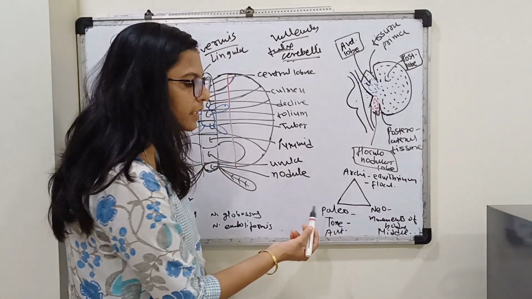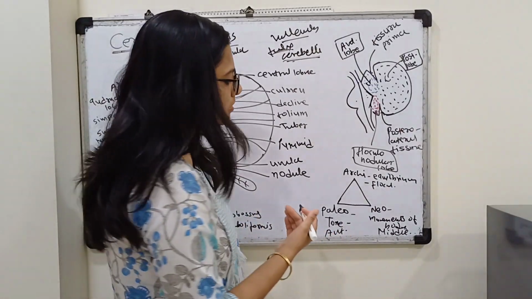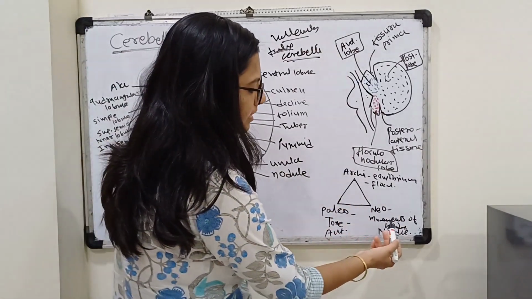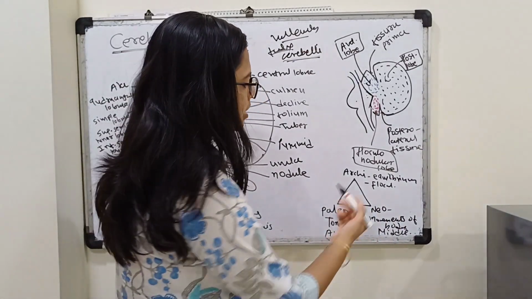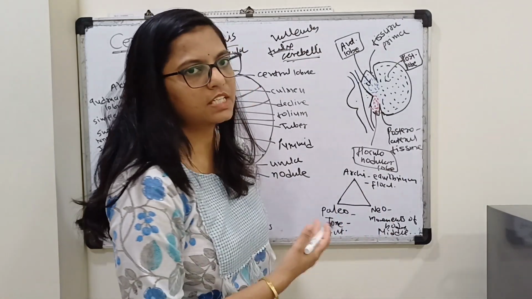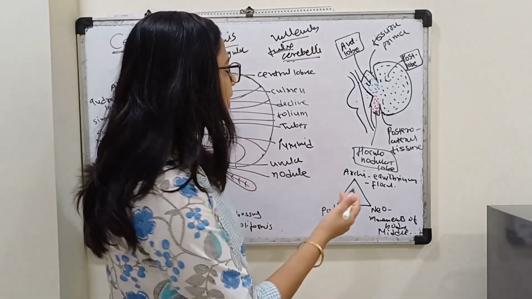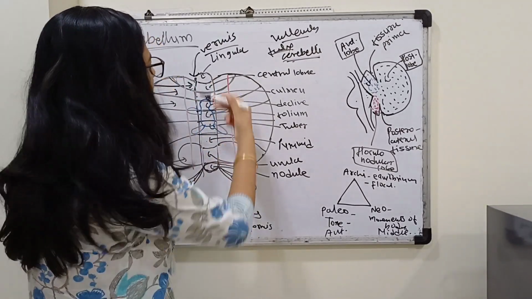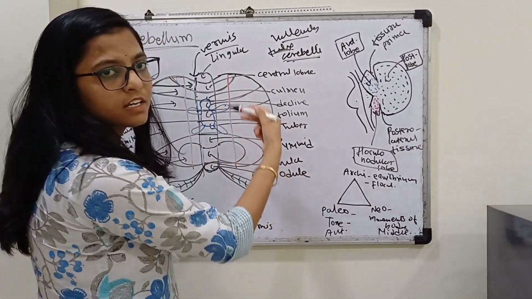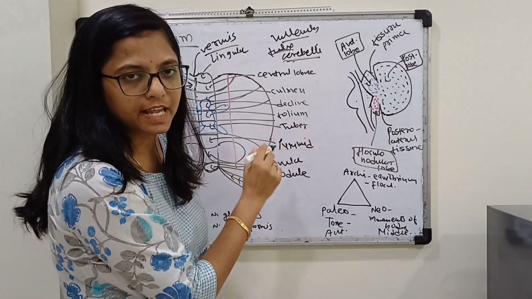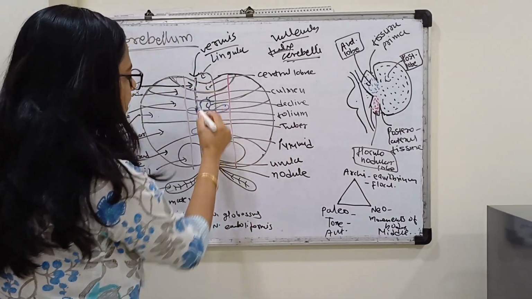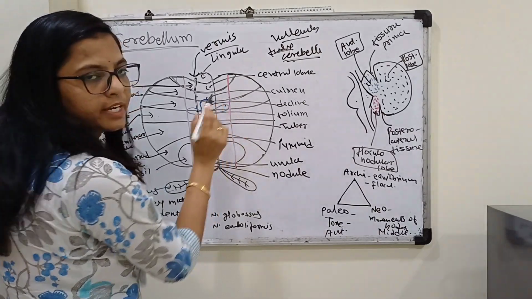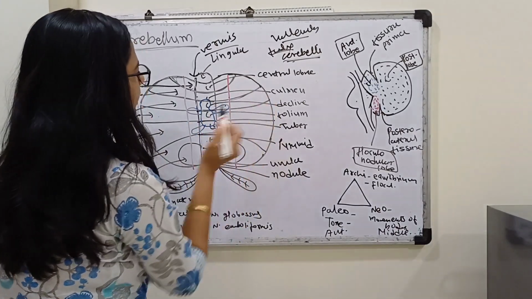Paleocerebellum, that is related with the tone of the body, and neocerebellum, that is related with the coordination of the movements. Okay, so this is about the morphological divisions of the cerebellum. Then we can also divide the cerebellum zone-wise. Longitudinally, we can divide the functional divisions of the cerebellum into three types. This is known as the vermis, and here this is the intermediate zone, and this is the lateral zone.